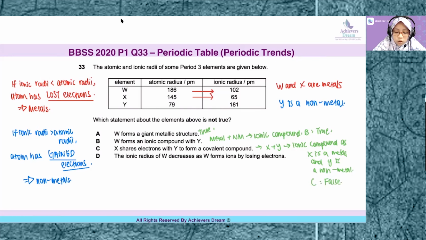The last option, option D: the ionic radius of W decreases as W forms ions by losing electrons. This is a true statement. So your answer for this question is C. X does not share electrons with Y to form a covalent compound. They have a transfer of electrons to form an ionic compound.